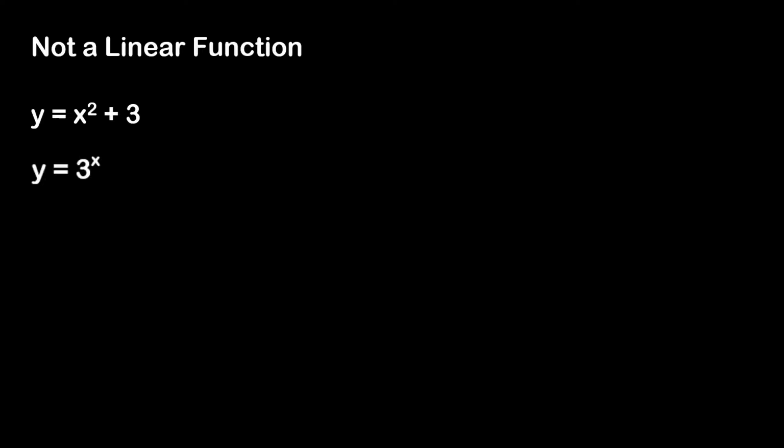And finally, we can have y is 1 over x. That is also not a linear function. We can divide x by a number, but we can't divide a number by x. So it's okay to have x in the numerator, but we cannot have x in the denominator.